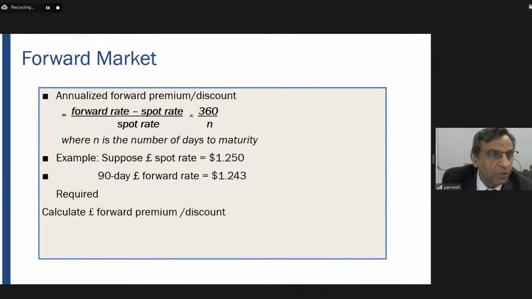So that means the pound is trading at a discount compared to dollar in a forward market. So calculate the pound forward premium or discount rate. Okay, fine. So please do it. I think now you can do it. It's a 90-day forward rate.